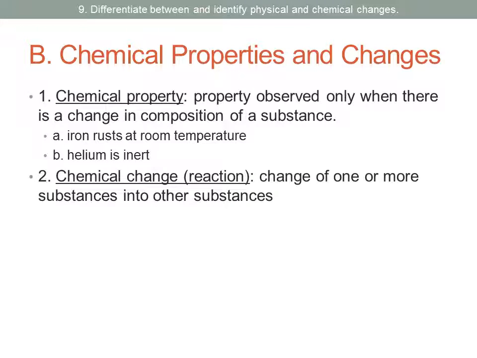A chemical change, otherwise known as a chemical reaction, is a change of one or more substances into other substances. In other words, this is the process by which we can observe chemical properties. Examples would include burning of wood, rotting roadkill, the ripening of bananas.